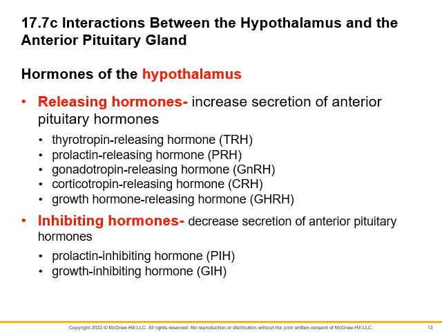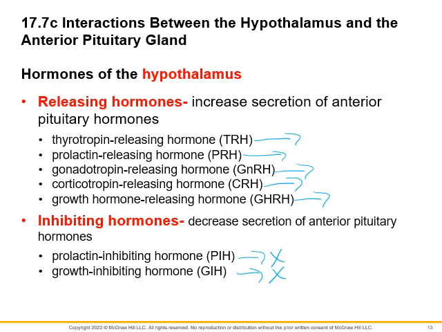So here we have the hypothalamus releasing hormones: thyrotropin releasing hormone, prolactin releasing hormone, gonadotropin releasing hormone, corticotropin releasing hormone, and growth hormone releasing hormone. There are some inhibiting hormones: prolactin inhibiting hormone and growth inhibiting hormone. We'll talk a little bit about those as we move through each one of these topics.